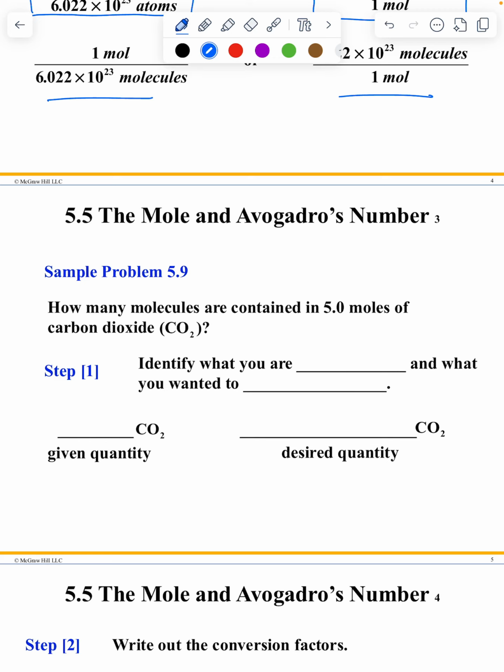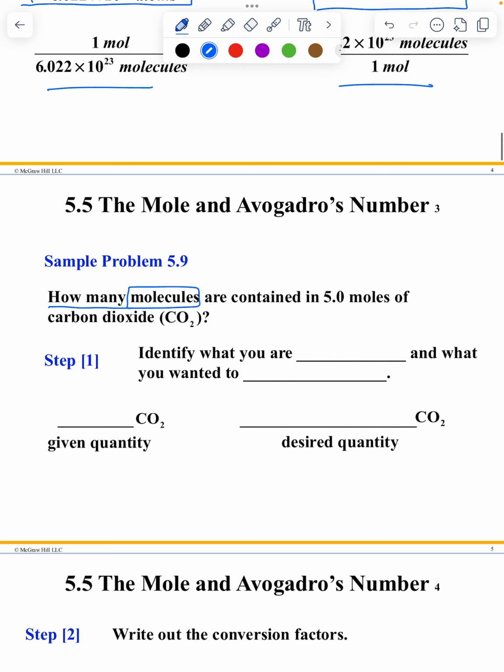This example comes from your textbook, problem 5.9, and it says how many molecules are contained in 5 moles of carbon dioxide. It's important to recognize what you're solving for. We want the number of molecules. And it's also very important to recognize what you've been given. We have 5 moles of carbon dioxide. So the first step is to identify what you're given and what you are being asked to find.